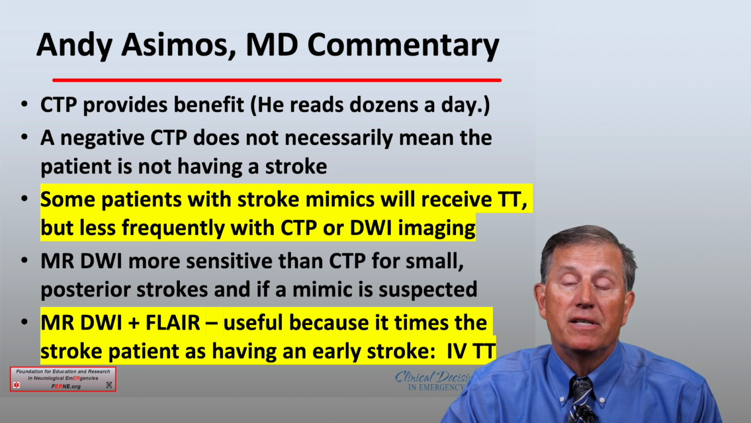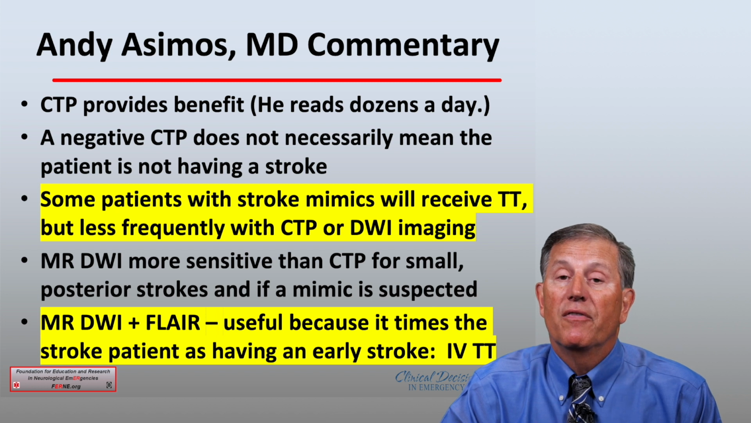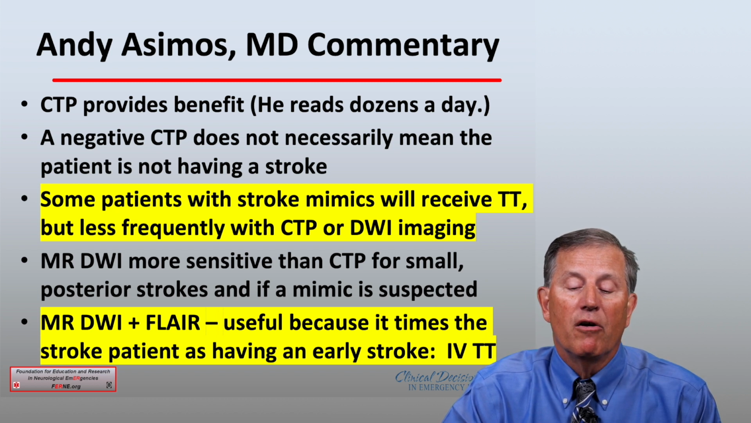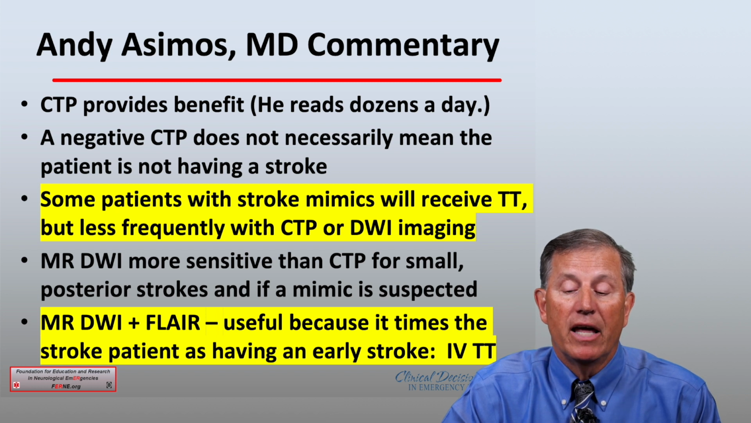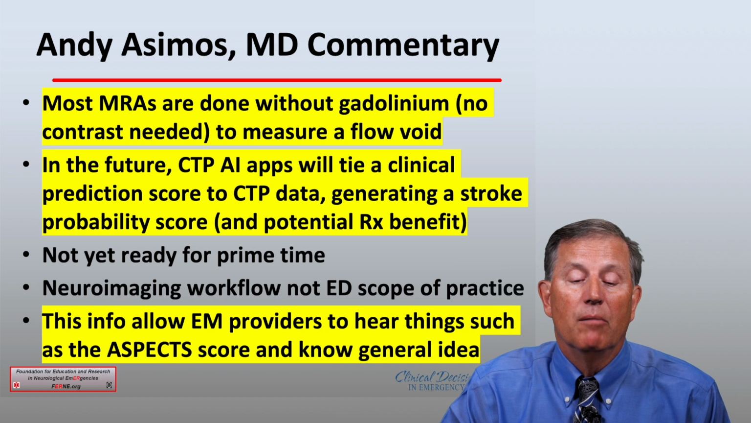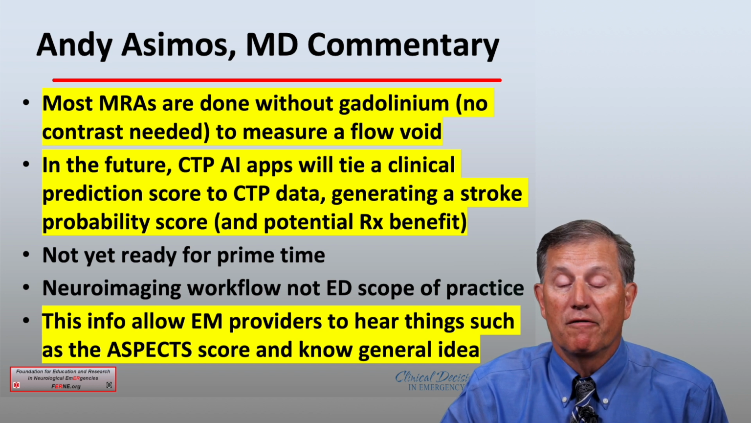He noted that MR-DWI, as with Dr. Lewandowski, is more sensitive than CTP for small posterior strokes and if a mimic is suspected, and so should be utilized in those cases. And again, he echoed that the MR-DWI FLAIR situation can identify the stroke patient as having an early stroke, therefore IV thrombolytic therapy may be of benefit. He did recognize that most MRAs are done without gadolinium. There's no contrast needed to measure the flow.